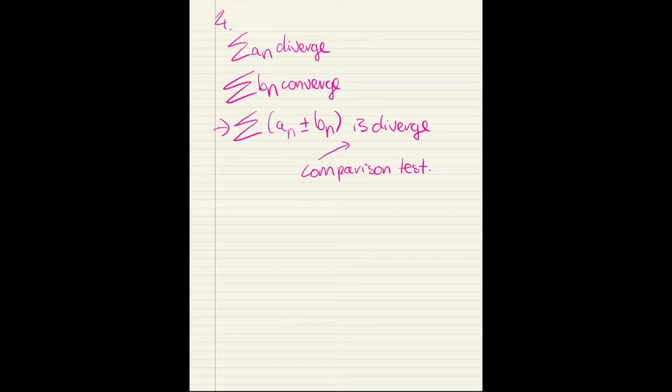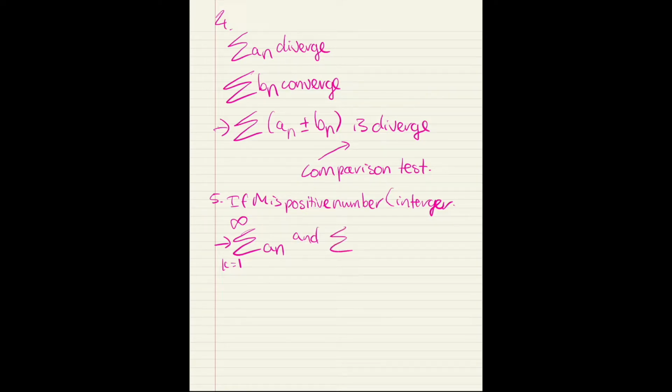The fifth property is, if m is a positive number, or we say integer, then the series of a of n when k equals 1 to infinity and the series of a of n when n equals m will either both converge or both diverge.